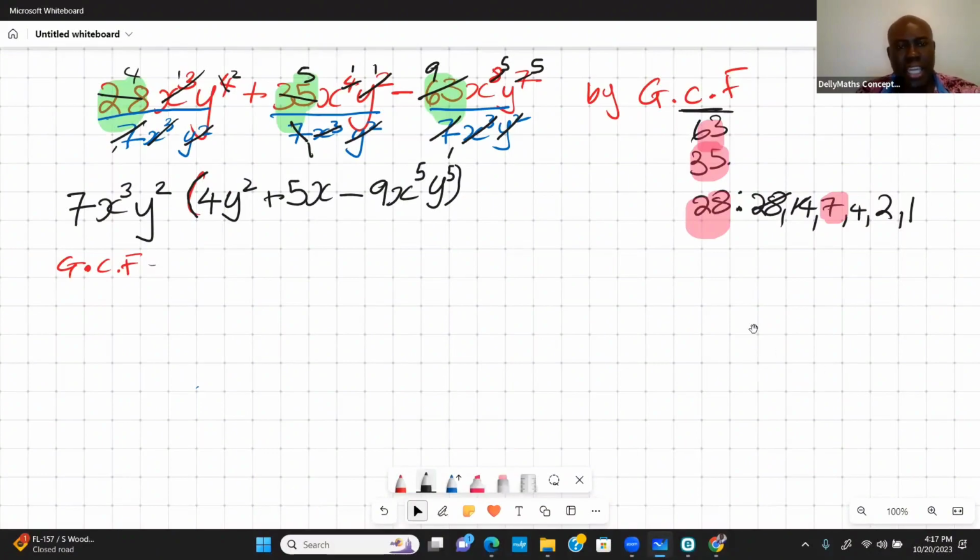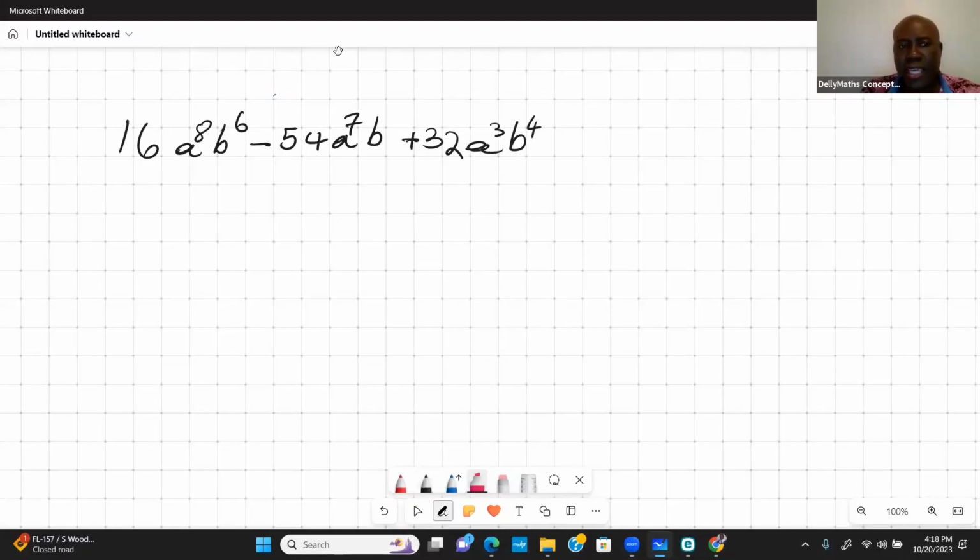Let's take a look at another one. First thing first, we want to observe these coefficients. We need to find one number that can go into 16, 54, and 32 if possible. All right, apart from number 1. So if we exclude number 1, we're looking for another number, the largest one, that is. So let us see if we could find one. So let's list the numbers out.